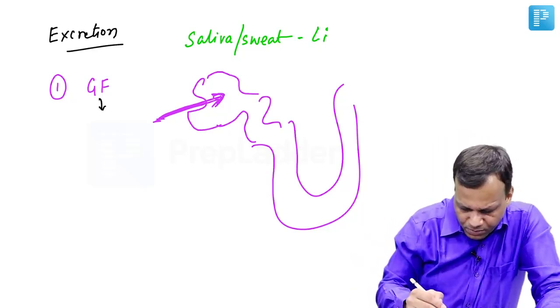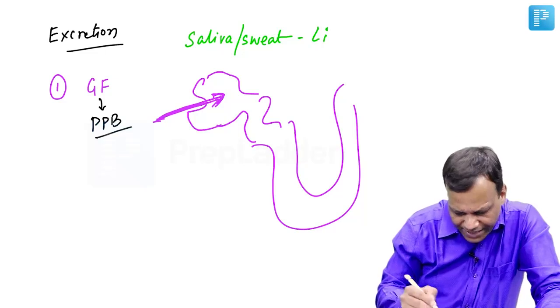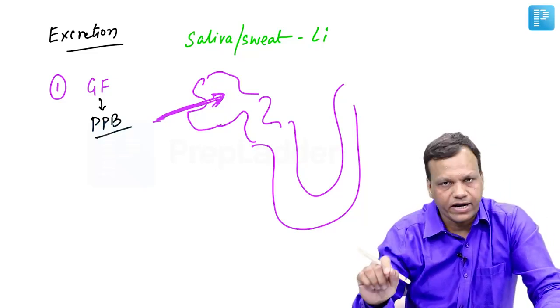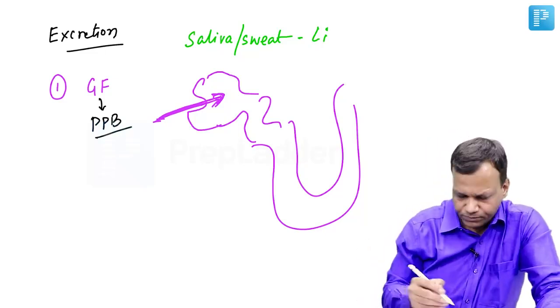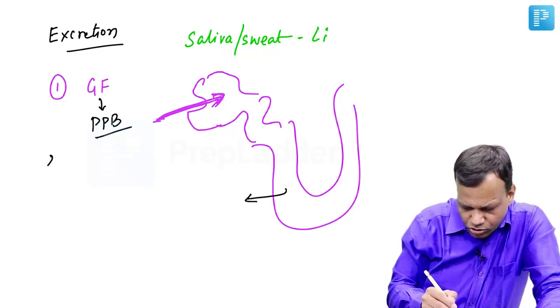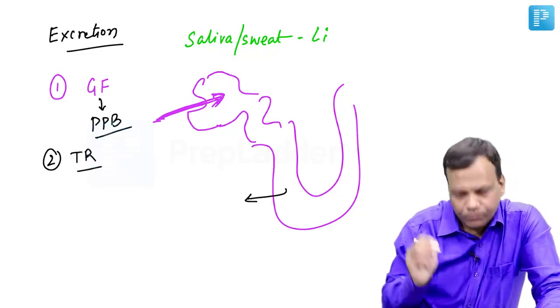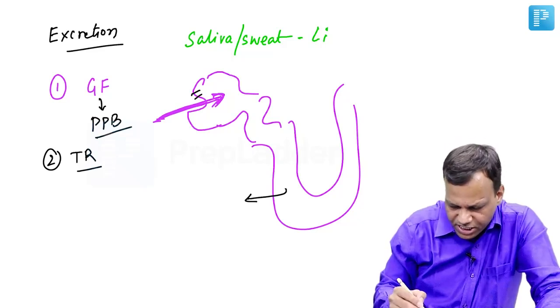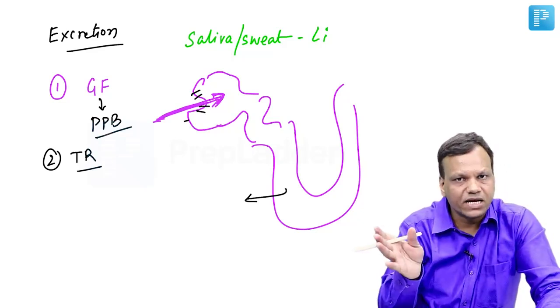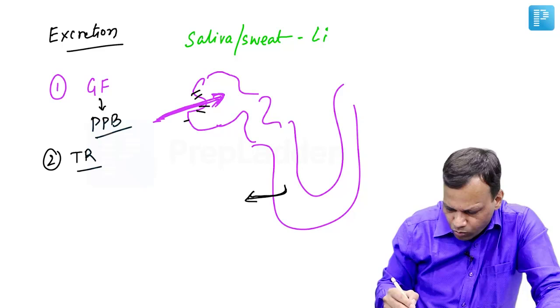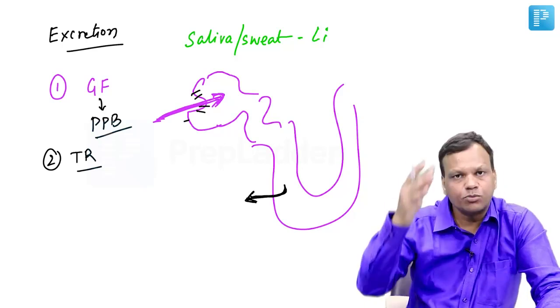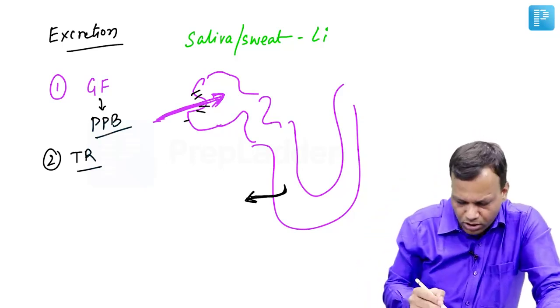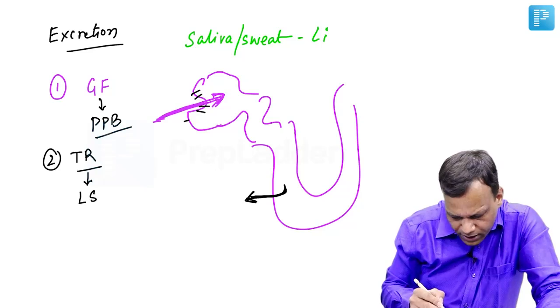The only important problem here is plasma protein binding. If a drug has more plasma protein binding, it cannot be filtered. Now after filtration, most of the drug is reabsorbed. So, tubular reabsorption. But important thing is, unlike the glomerulus in which there are fenestrations, or we can say pores, where all the drugs can be filtered, reabsorption will occur only with lipid soluble drugs because the tubular membrane is complete. So reabsorption requires a lipid soluble drug.